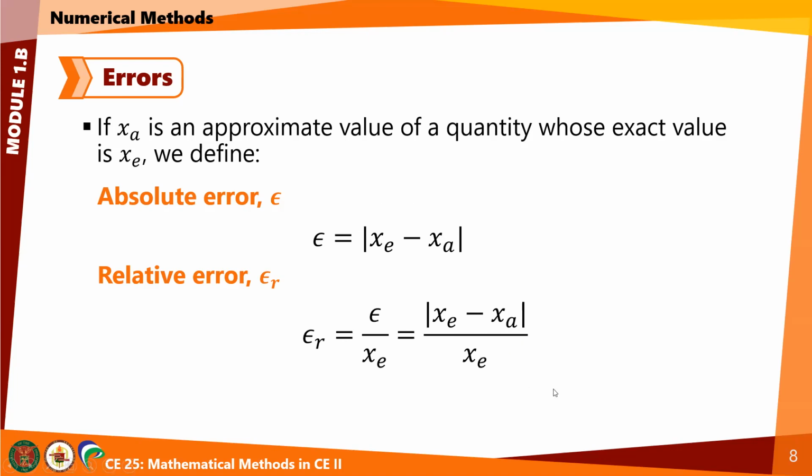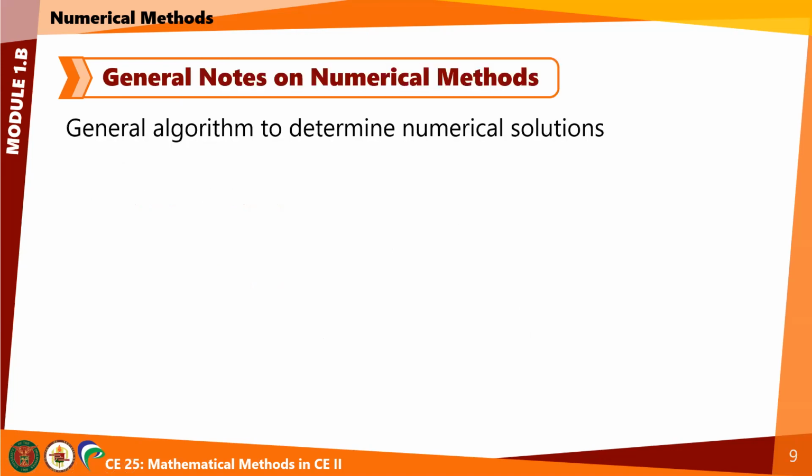I think you've already encountered this in your physics class if you do lab work. You have this sort of experimental value minus theoretical value, right? But here, sometimes we know the exact value, but most of the time we only get the approximate value. So these are our measures of errors.